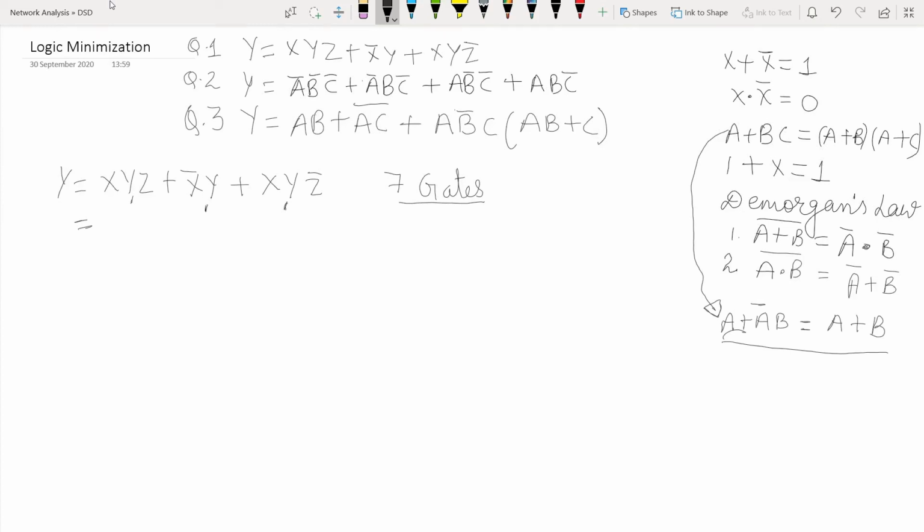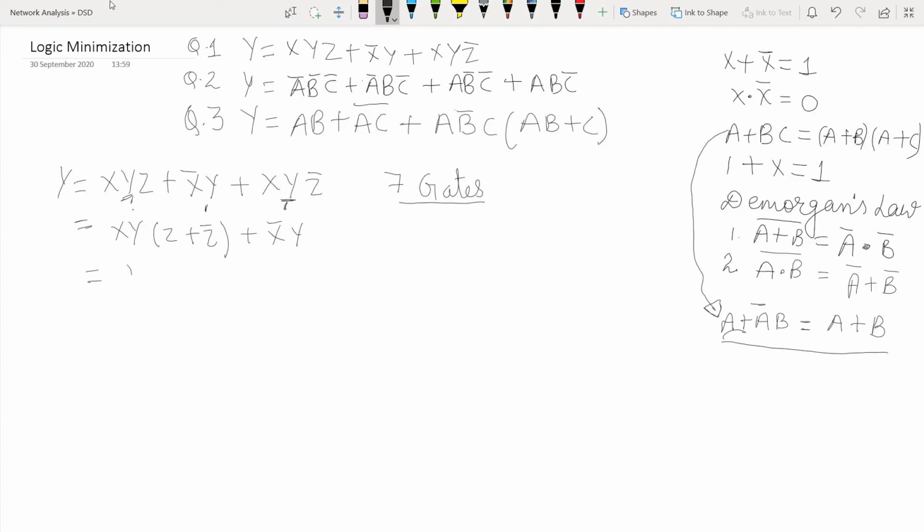We can start with any of the two terms, it is up to you. Now I'm starting with these two terms. From these two terms I am taking x y common, this is x y, and what I am left with is z and z bar, plus x bar y. How have I done this? I have just used commutative law, that is, swapped the terms, and I have used distributive law, taking x and y common from these two terms, and z plus z bar is there.